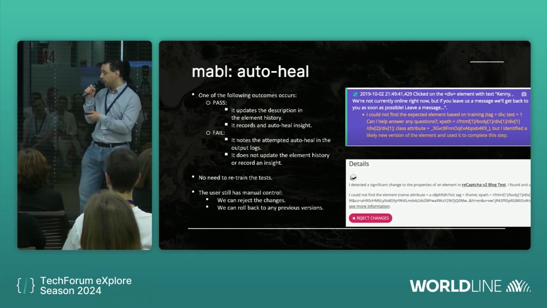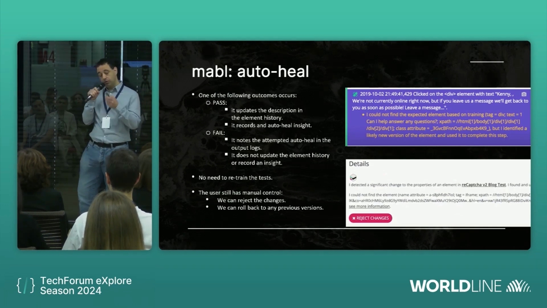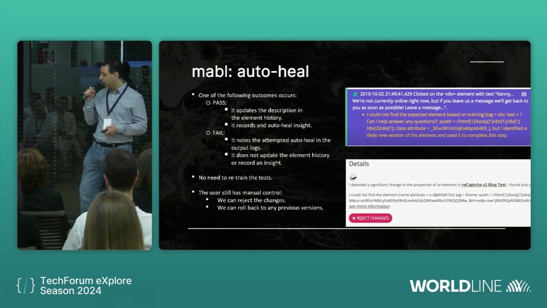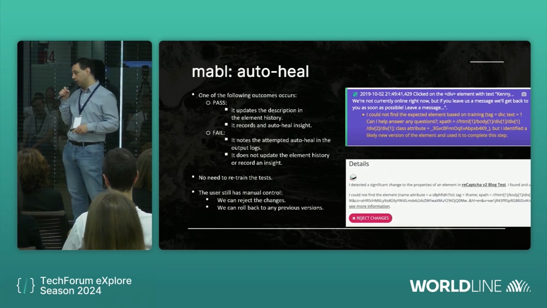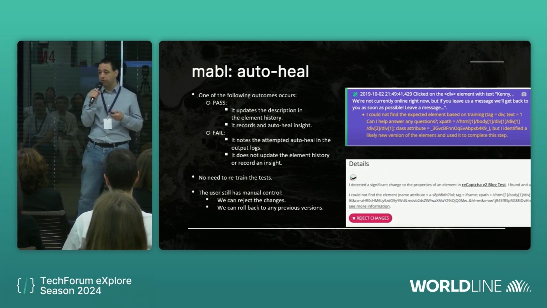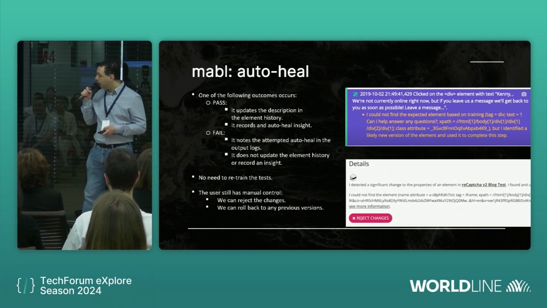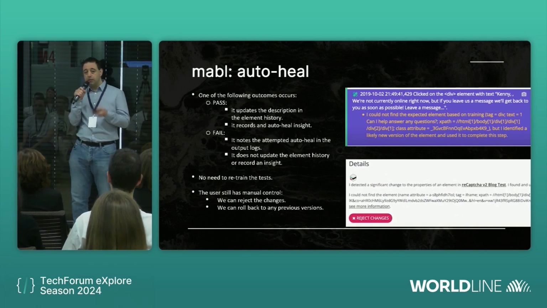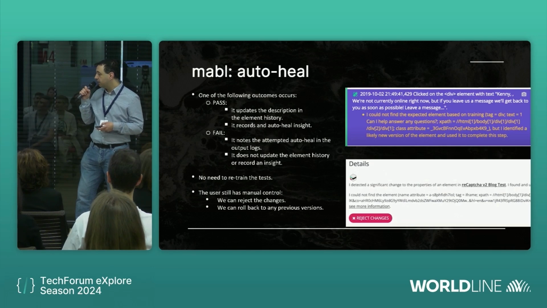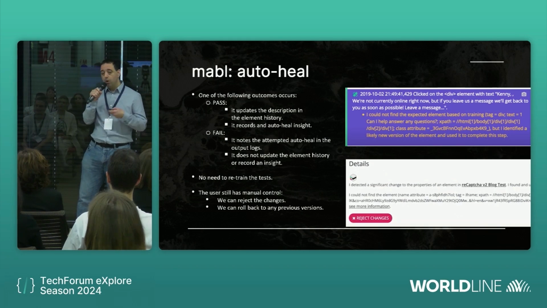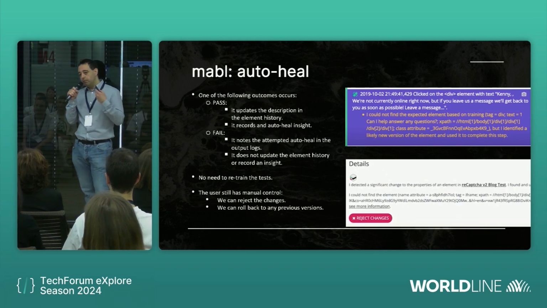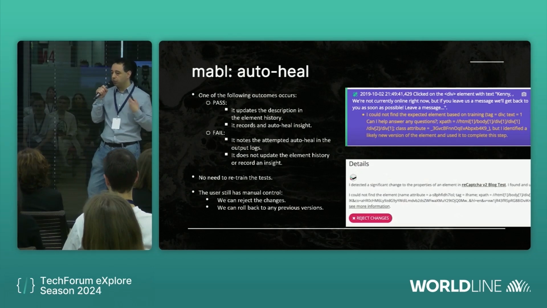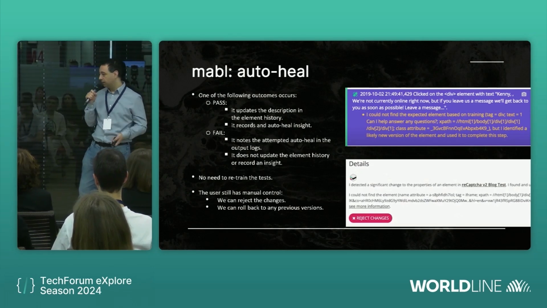So there are two possible outcomes. First of all, it can pass or it can fail. If it passes, the history is updated with the results. Okay, I passed this one, but bear in mind I had to auto heal. So you can review the changes later if you think it's necessary. And if it fails, it doesn't update the element information, but it still says, okay, I tried to auto heal. Maybe you want to check on this. So on a regular basis, you don't have to keep retraining the tool. It is capable of retraining itself, right?